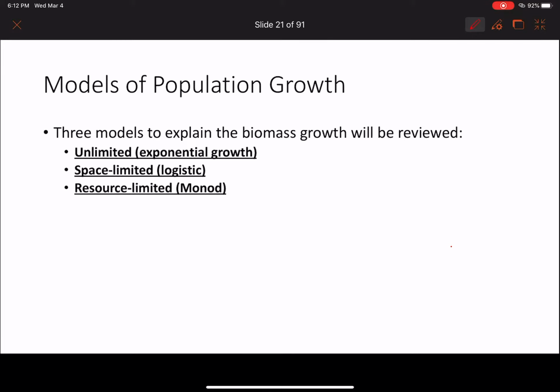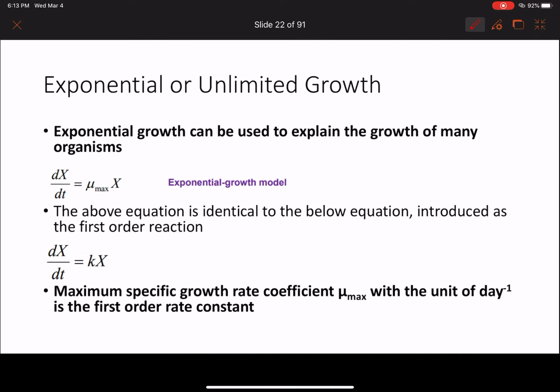Well, as engineers, we use equations and models to estimate and predict population growth. The three models that we'll be using in this class are unlimited exponential growth, space limited, and resource limited, Monod. Okay? Let's start with exponential or unlimited growth.